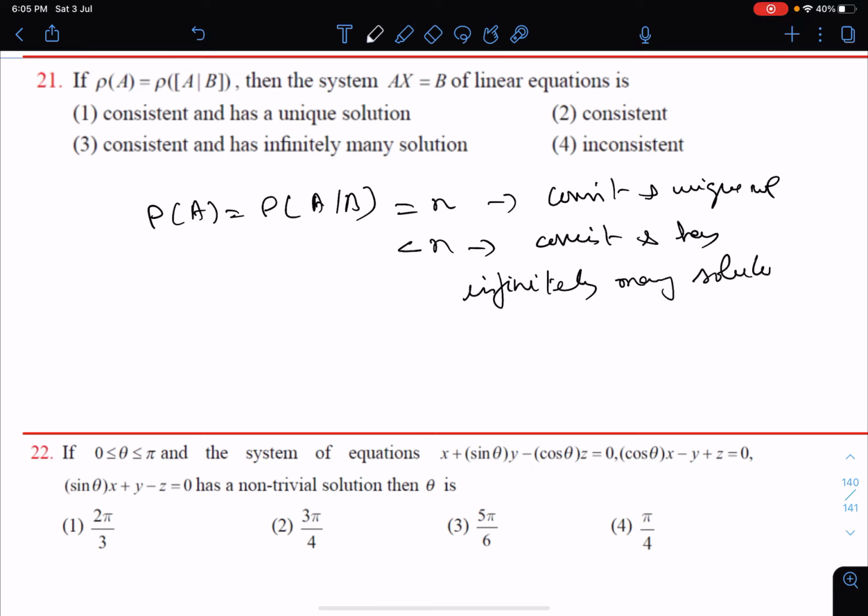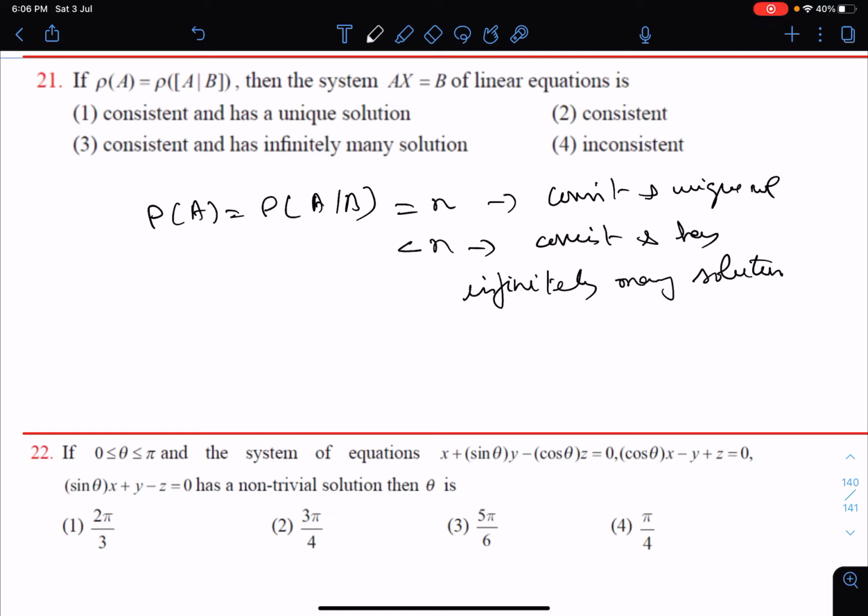As far as consistency is considered, we get two solutions for that. One, it is consistent and has a unique solution, and second one, it is consistent and has infinitely many solutions. And since rank of A is equal to rank of AB, we need not consider the condition of inconsistency. So this you need not bother about. We are going to bother about only consistency, and in consistency you get two conditions.